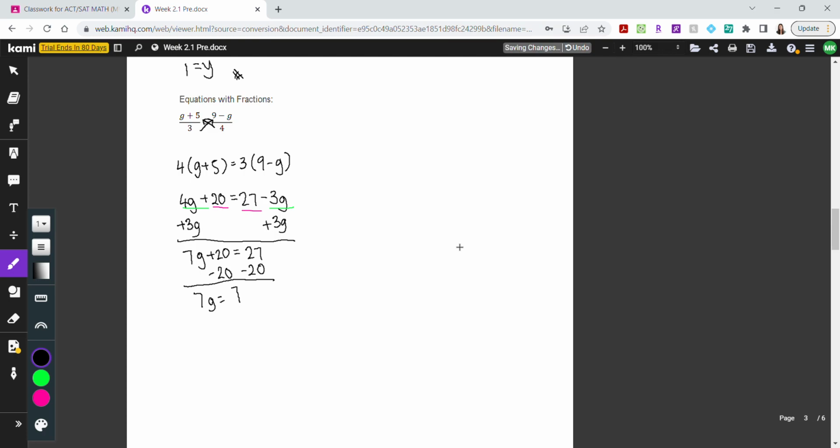Again, we want g by itself now, right? So we need to get rid of 7 that is being multiplied to g. So the opposite of multiplying is divide. So we need to divide both sides by 7. This gets rid of it. And so now we have g equals 1. And that is our solution. So as you can see, with solving equations, it's a lot of distributing and combining like terms.